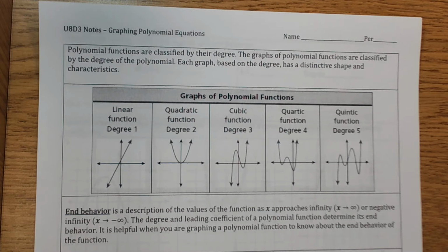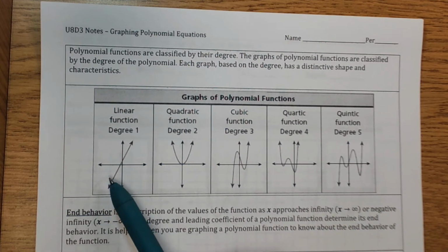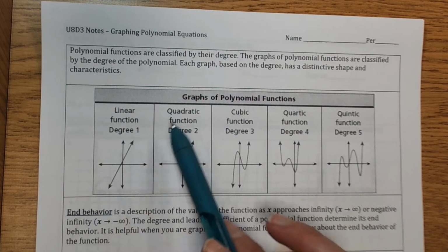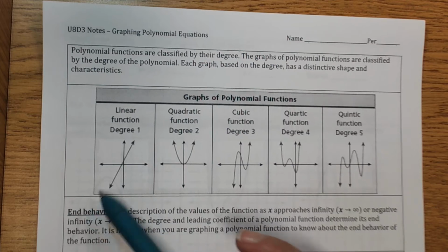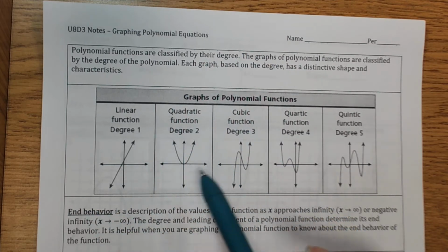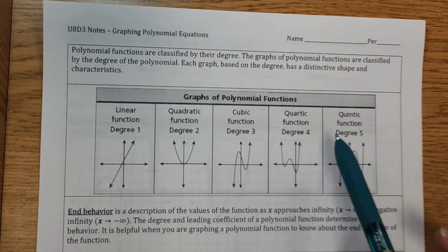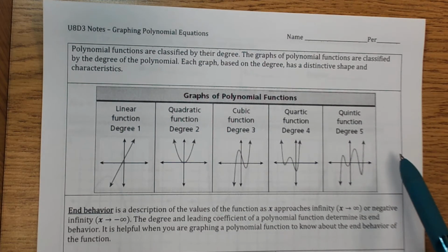So polynomials are classified by their degree. The graphs of the polynomial functions are classified by the degree of the polynomial. Each graph, based on the degree, has a distinctive shape and characteristics. We've been seeing this when we've been doing the wave. So we know our linear hits the x-axis one time, it's got 1, 0. It points up to the right, our quadratic, cubic, quartic, and our fifth degree function.